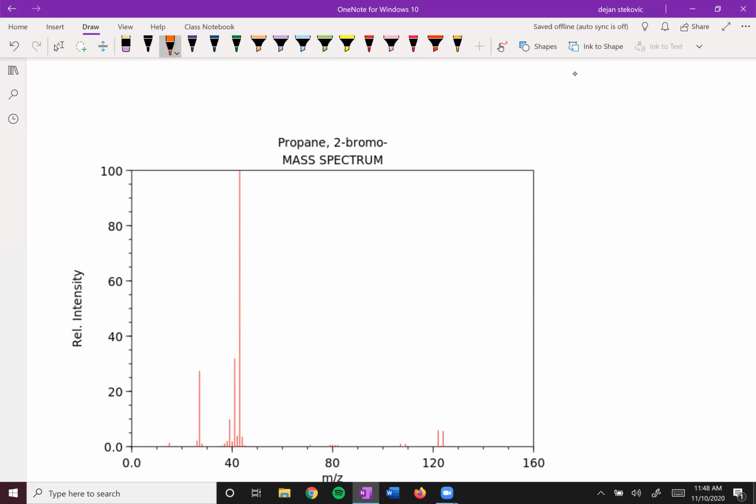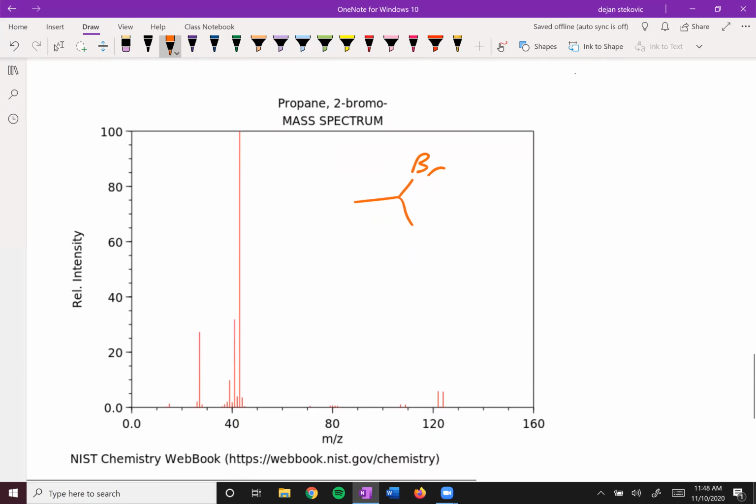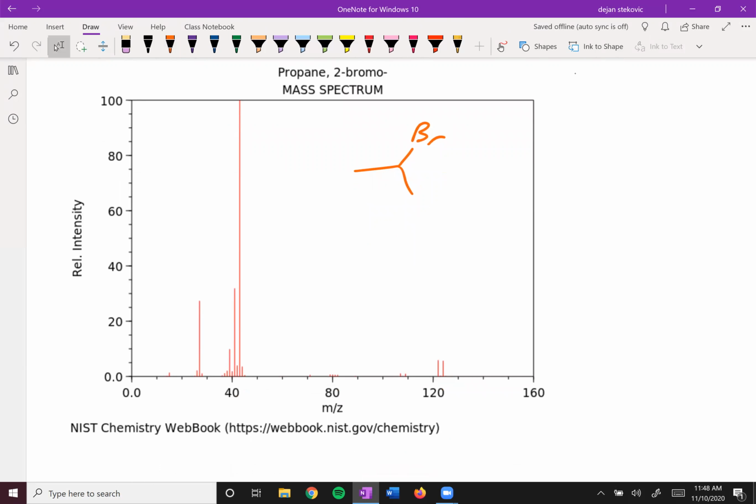And so here we have the same compound as before. Now we just switched out the chlorine with a bromine, and let's check it out. If you look down here, you see two approximately evenly sized peaks with a 2 molecular mass difference. This peak over here is at 122, and then this one over here is at 124. And so you know that you have a bromine there.